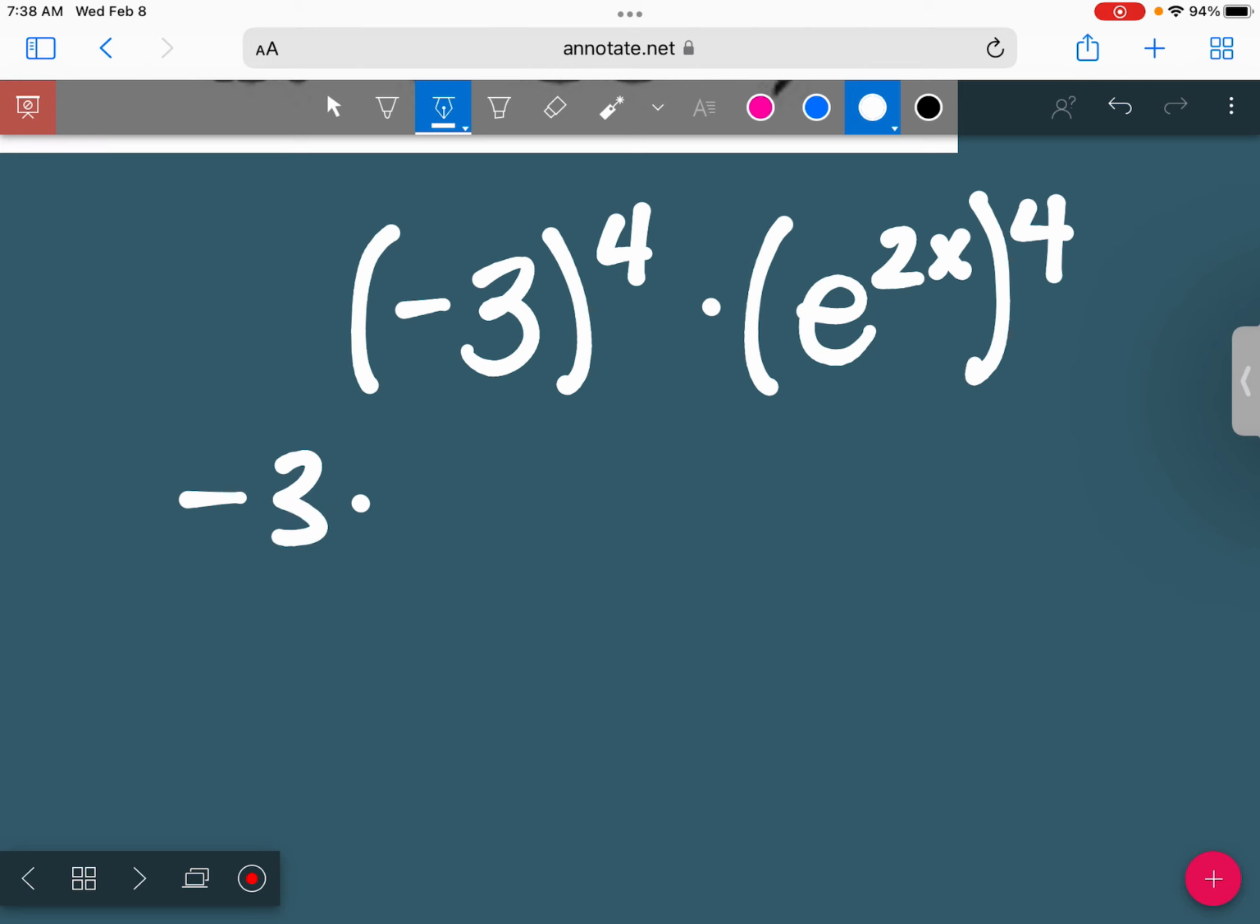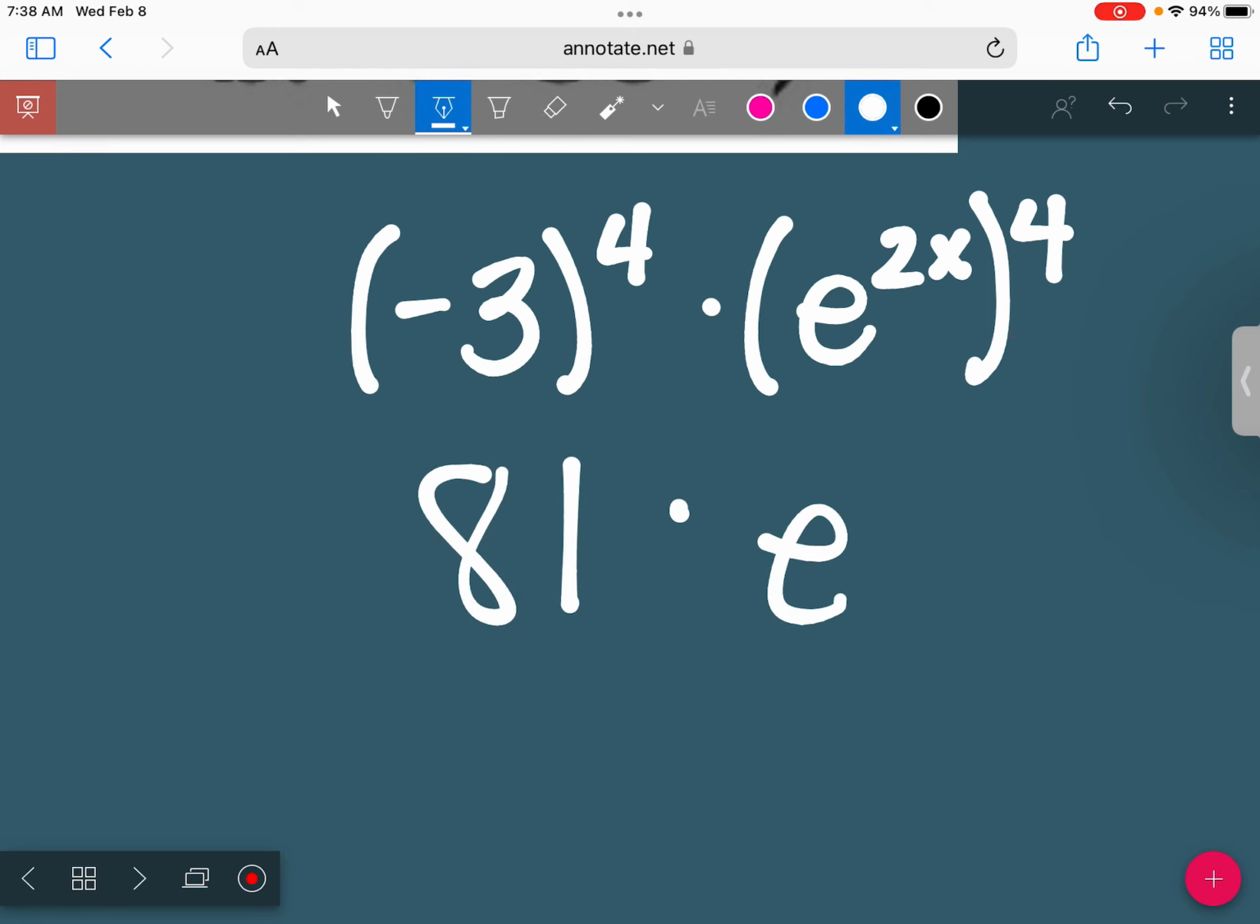It's negative 3 times negative 3 times negative 3 times negative 3, which is 81. So we get 81 here. And then here, when we raise an exponent to another exponent, what do we do? Not add.